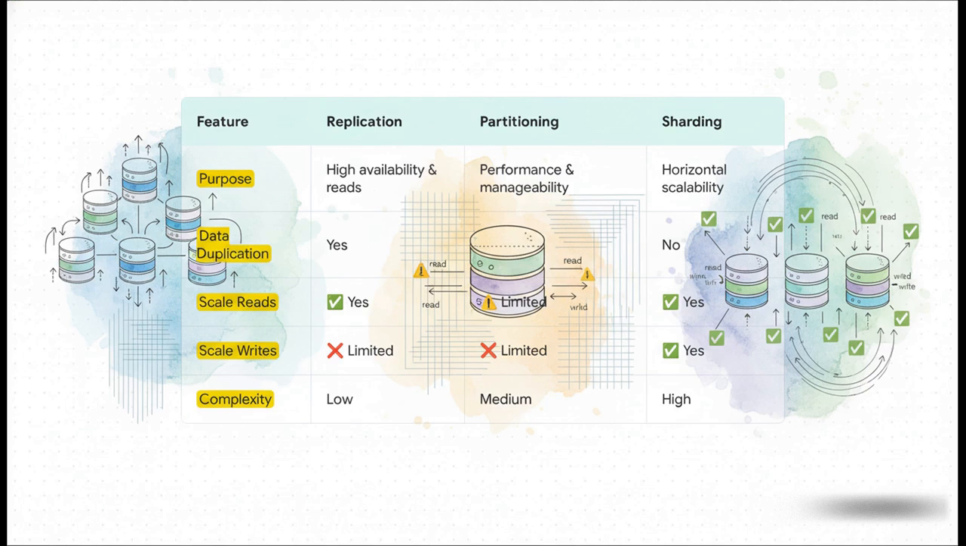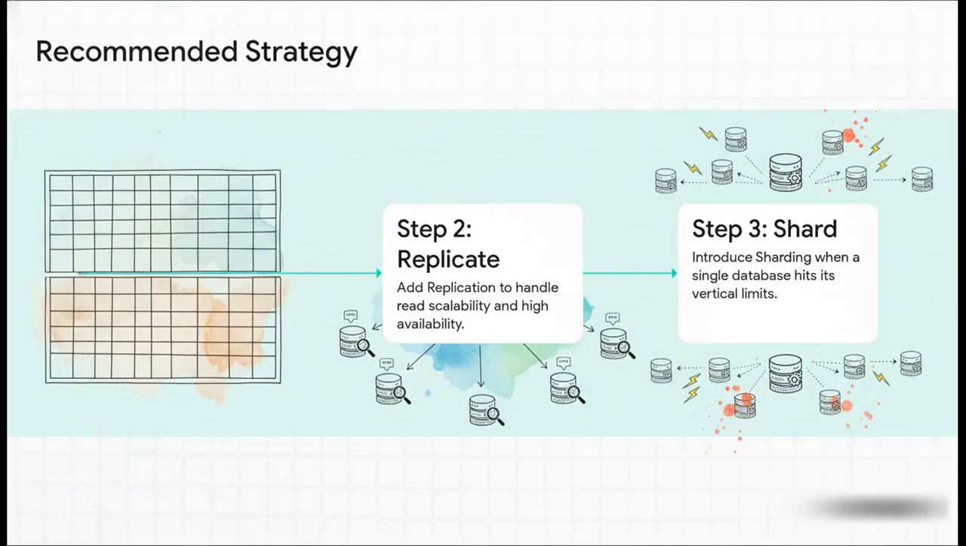But then look at the scale writes row. Only sharding gets that green checkmark. That is the trade-off in a nutshell. To scale everything, you have to embrace complexity. In the real world, you would never jump straight to sharding. You'd apply these strategies step by step.